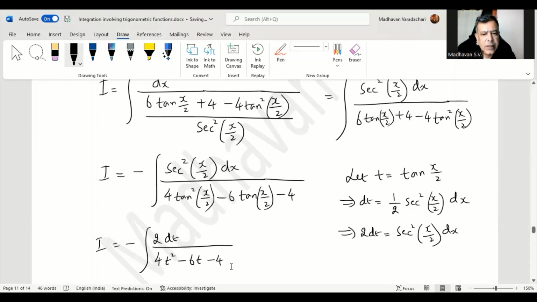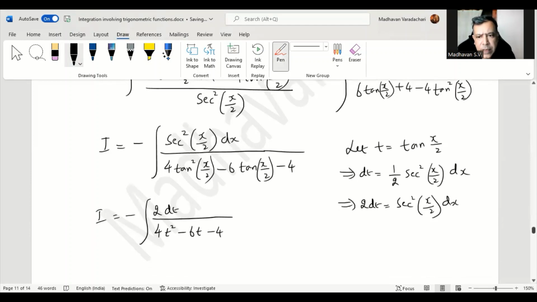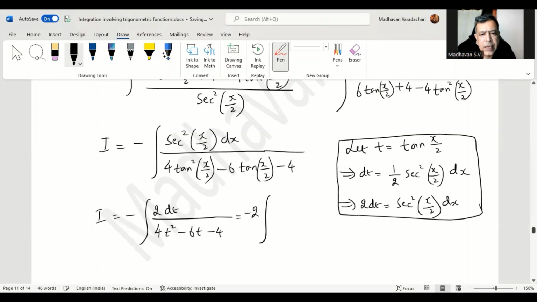Now in all these terms, 2 looks to be common. We can take 2 outside in the denominator. So we can rewrite it as minus 2 integral dt divided by, I'm taking 2 outside in the denominator, so you will have 2t square minus 3t minus 2. This 2 and this 2 get cancelled.